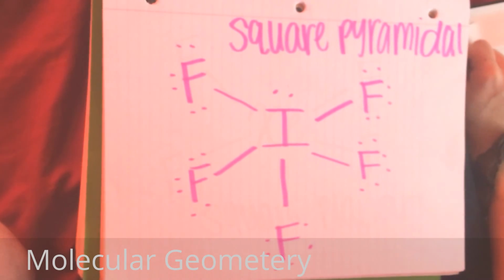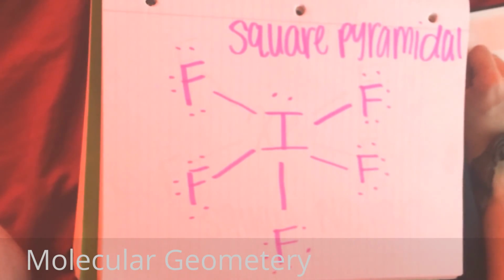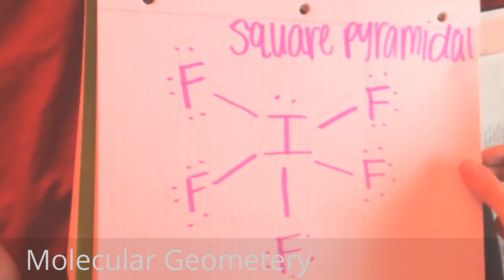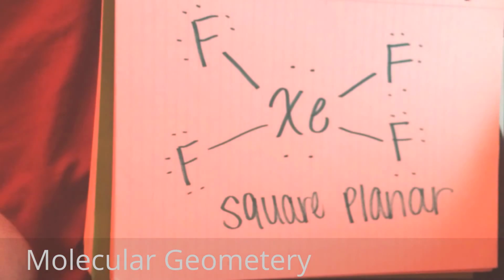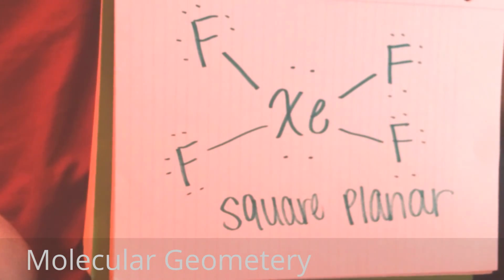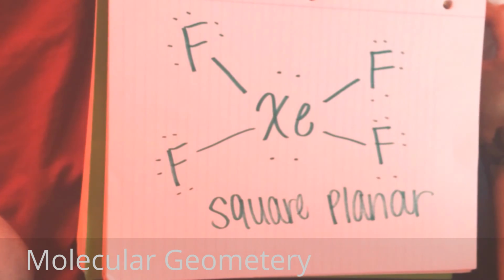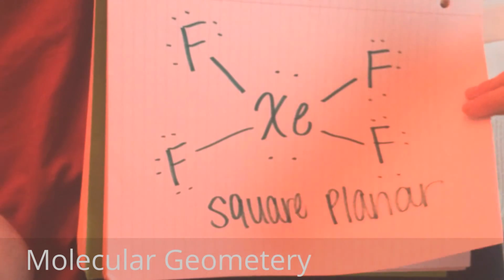The square pyramidal molecular geometry has 5 bonding pairs of electrons on the central atom along with 1 lone pair of electrons. This is a polar molecular shape. The square planar molecular shape has 4 bonding pairs of electrons, but also 2 lone pairs of electrons on the central atom. This is an example of a nonpolar molecular shape.